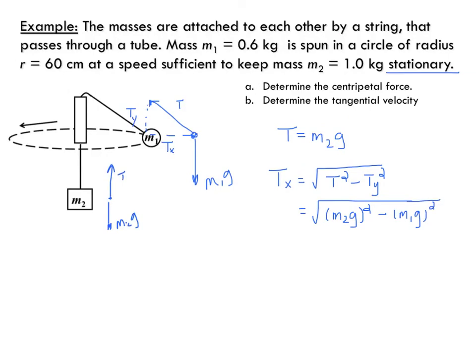So again, it is not accelerating in this direction. It was only accelerating towards the center. So Ty was equal to m1g, and T was equal to m2g. So my centripetal force, when you put in all of your values, here I'm going to go ahead and use 9.8. I get a centripetal force of 7.84 newtons.